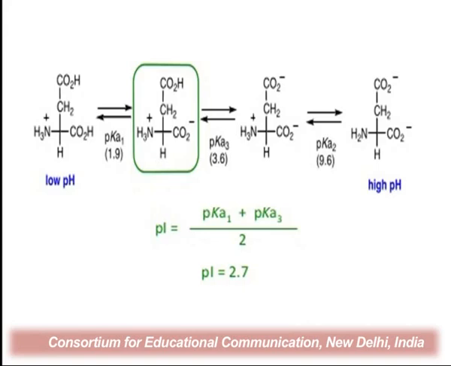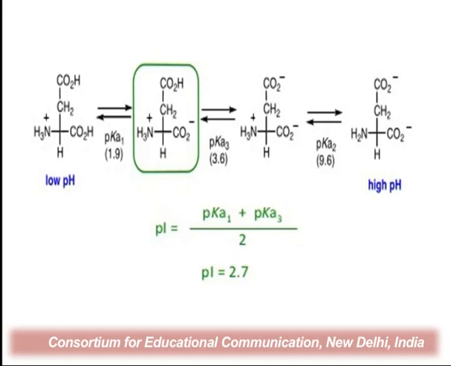So what we find is that we are going to take an average of 1.9 and the second value, that is 3.6, divided by 2, when we will get the pI value of 2.7. So this is how we will calculate the pI of an acidic amino acid. For an acidic amino acid, you have to remember that you will add the pK values, that is the first pK1 and the pKr, and then divide by 2.